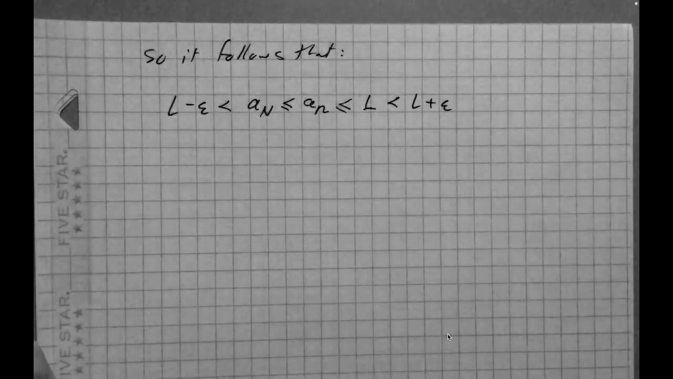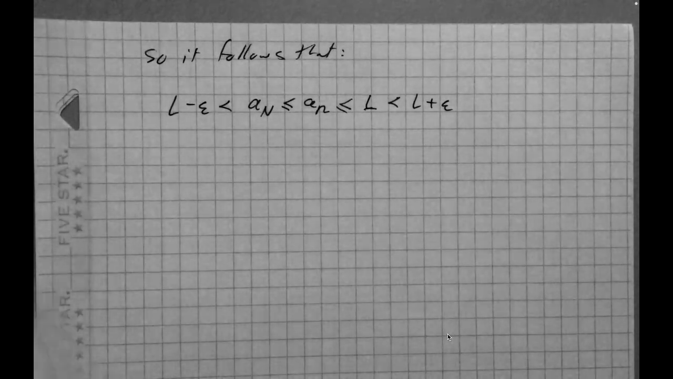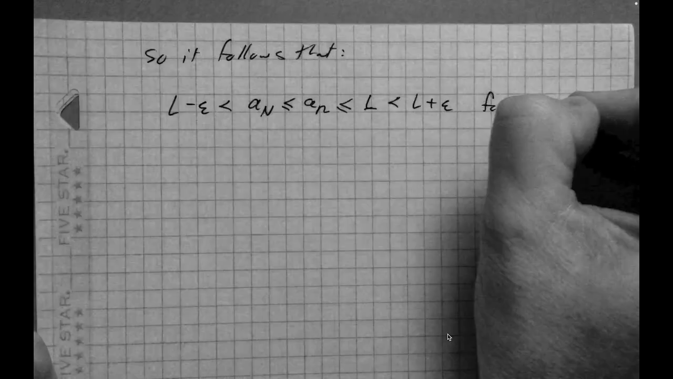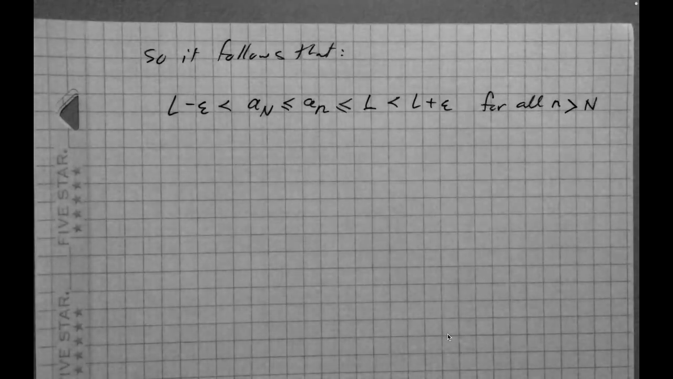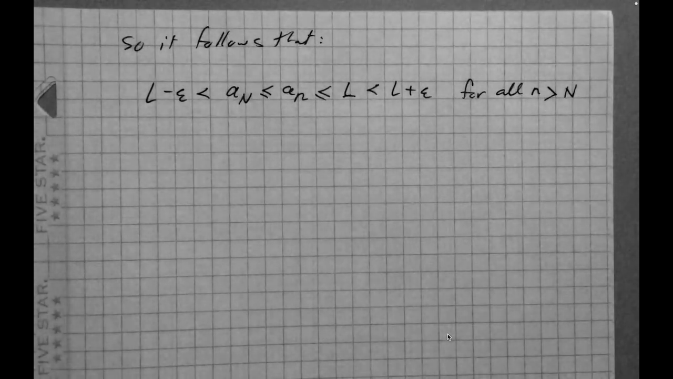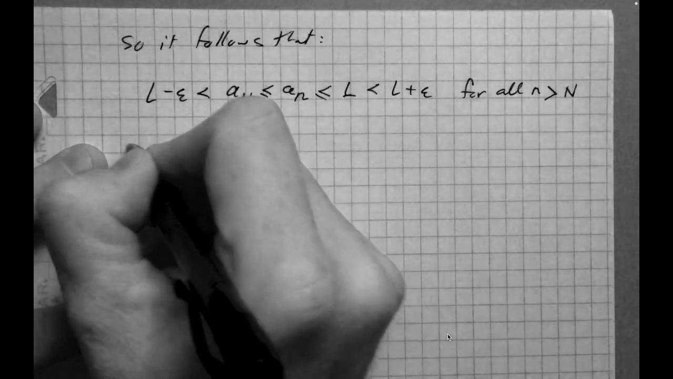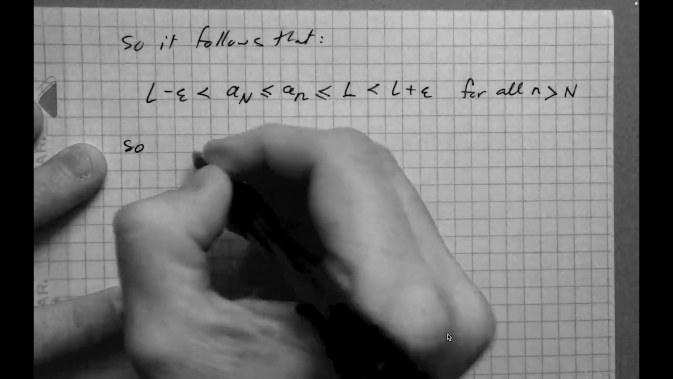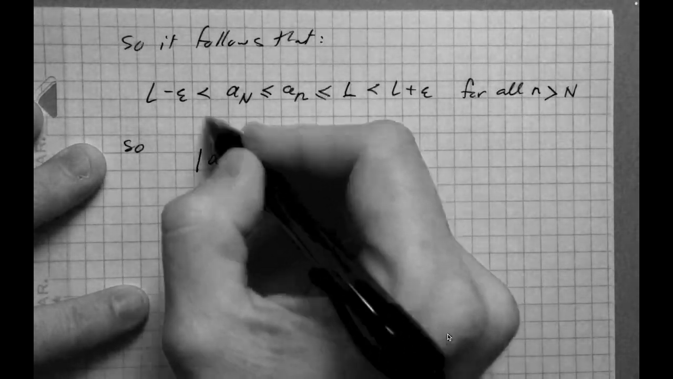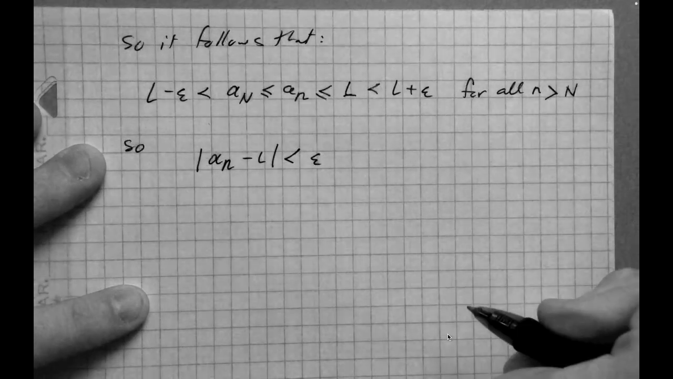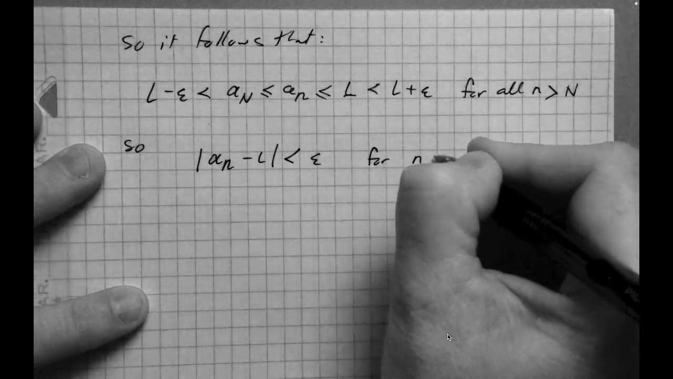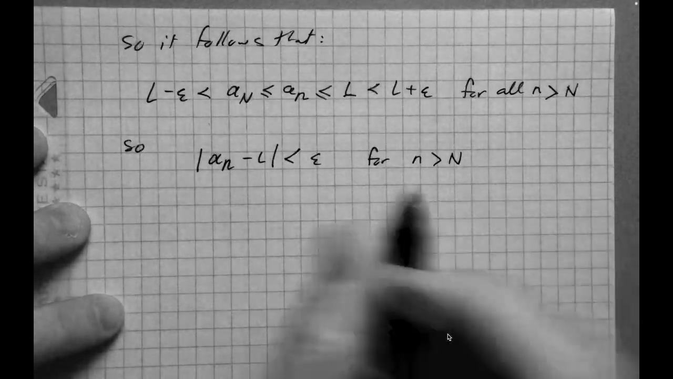We haven't said that yet, but that's obvious too. Epsilon is some positive quantity, so if I add that to L, it's above it. And this inequality holds for all n greater than big N. So then clearly we can see that the absolute value of A of n minus L is less than epsilon for n greater than big N. Is that what we see here?